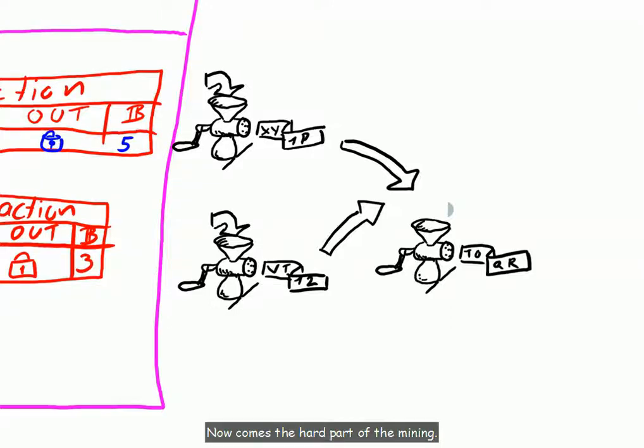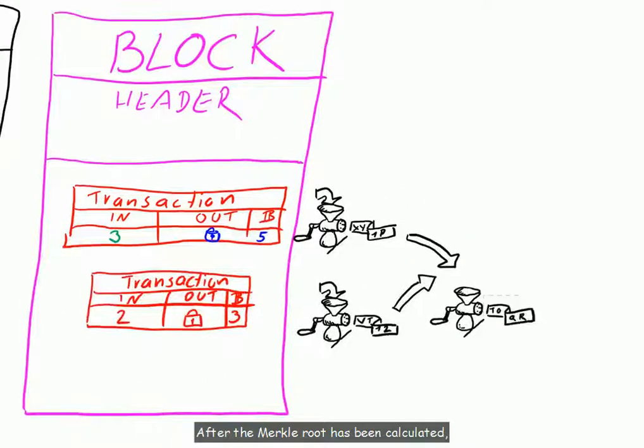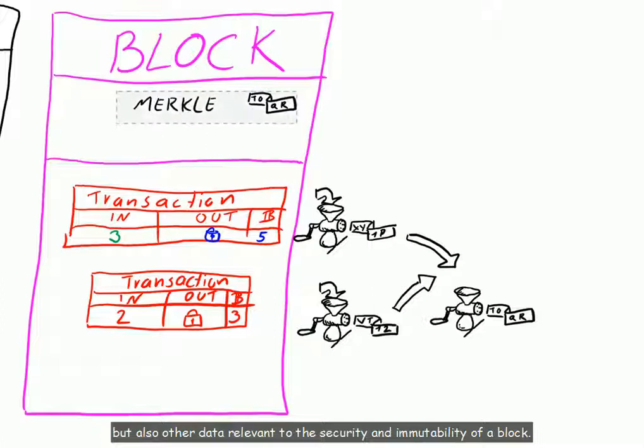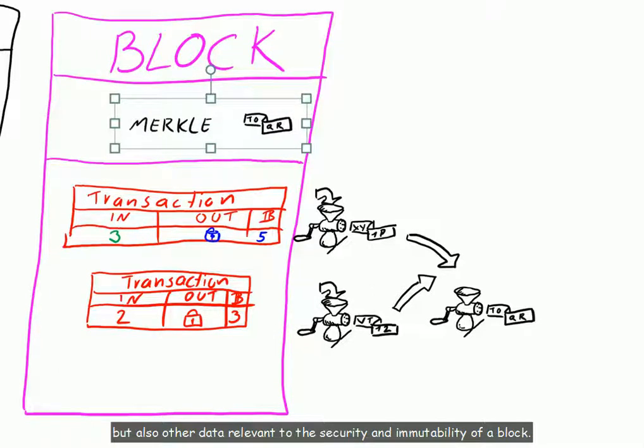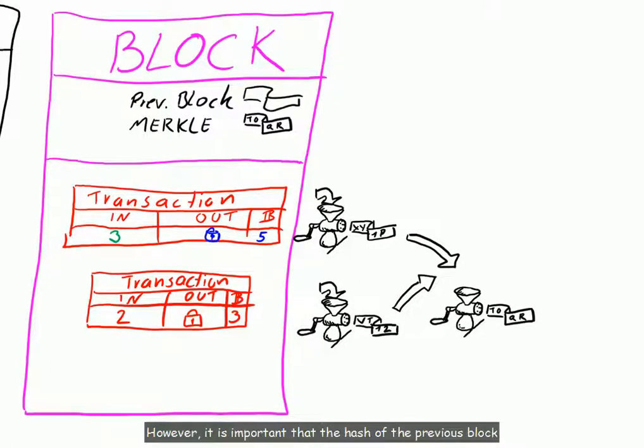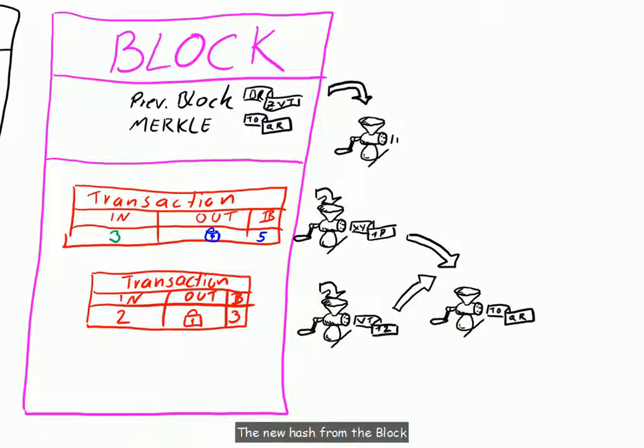Now comes the hard part of the mining. After the Merkle root has been calculated, it is entered in the block header. The block header does not contain the Merkle root only, but also other data relevant to the security and immutability of a block. Each block has its own hash. How this is calculated, I will explain later. However, it is important that the hash of the previous block must be present for the calculation of the current block hash. The new hash from the block is calculated from the values in the block header.